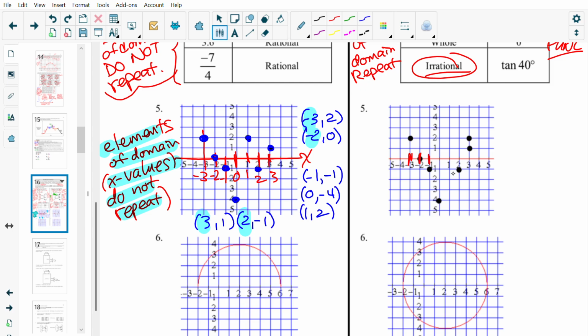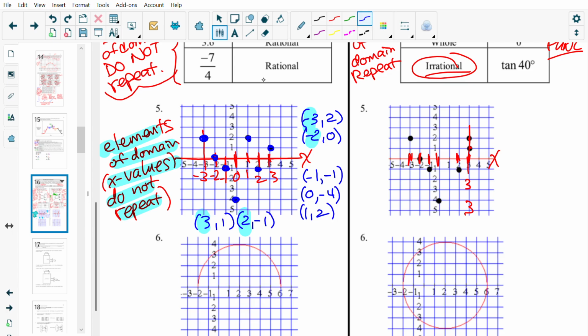-3, -2, -1, 0, 2, and then I have a 3. Look at this part right here. I'm repeating, so I have a 3 and then another 3 for x values. Remember, we're only concerned with x values.